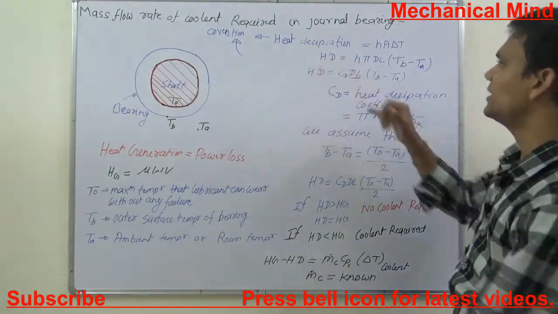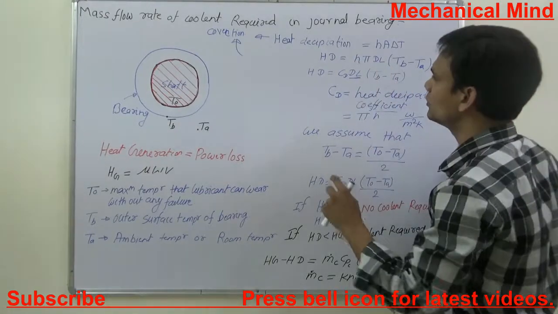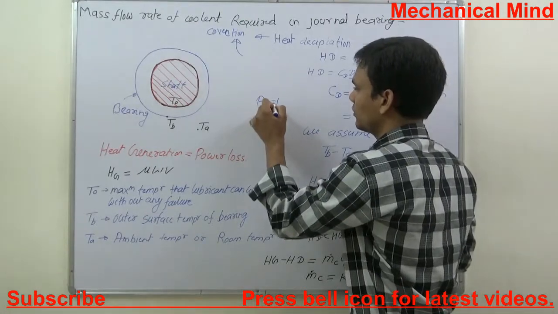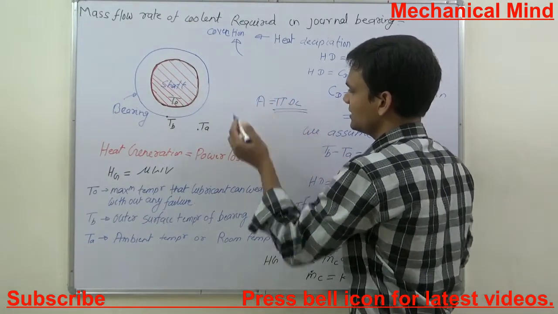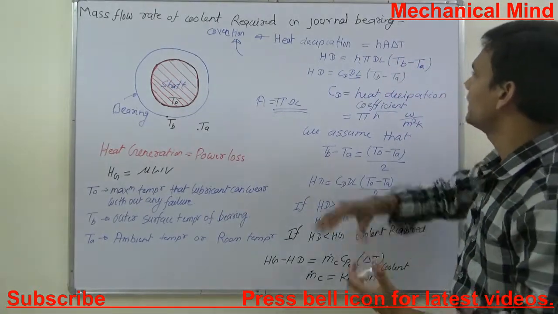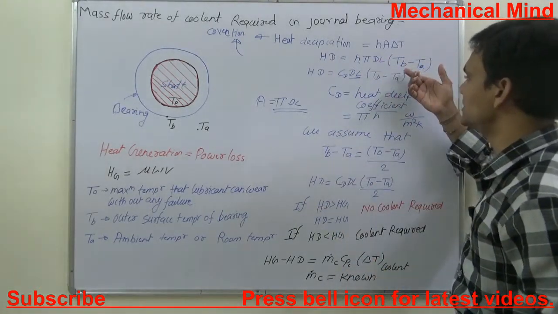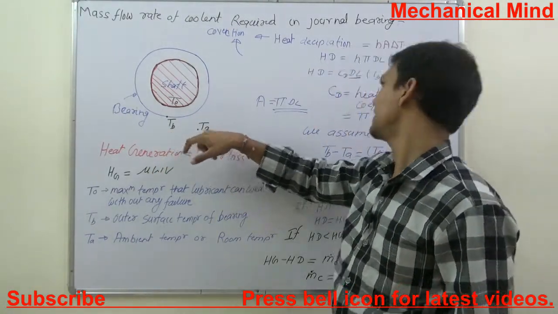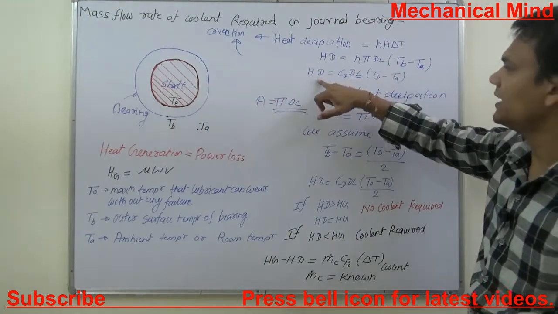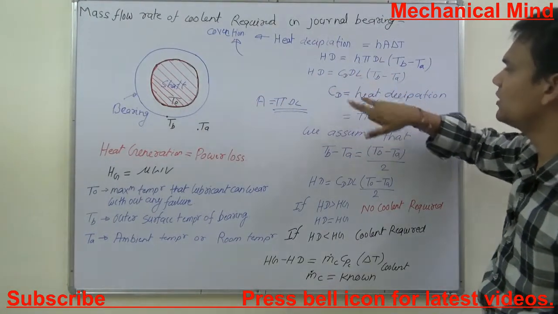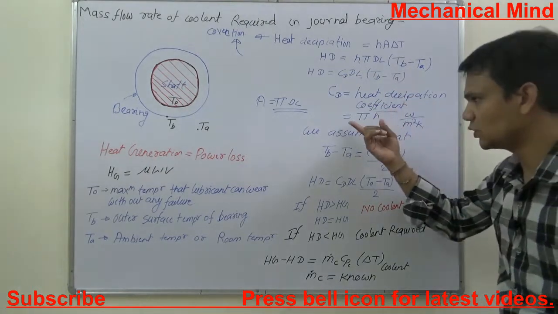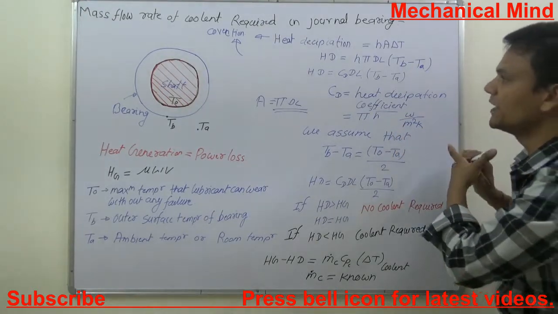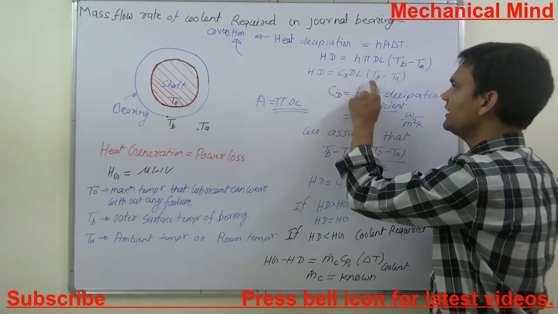So heat dissipation is equal to hA ΔT, where area is equal to πDL. This is the peripheral area of the shaft, and TB minus TA is the temperature difference, where TB is the outer temperature of the bearing and TA is the atmospheric temperature. And I write a new term, that is CD. CD is the heat dissipation coefficient, which is equal to πh, and its unit is watt per meter square Kelvin, so heat dissipation is CD DL (TB minus TA).